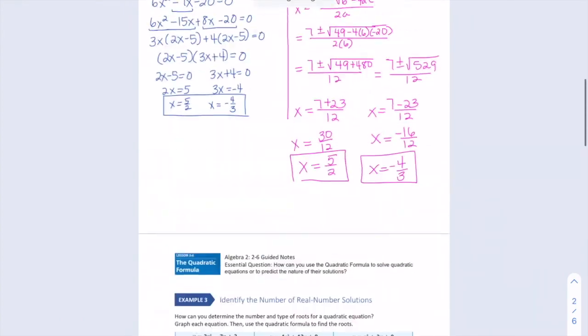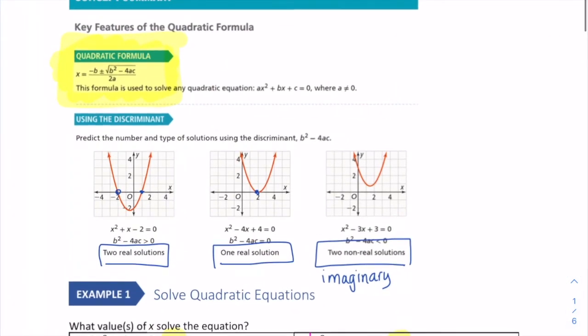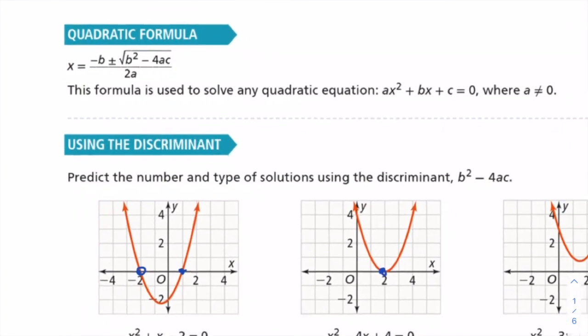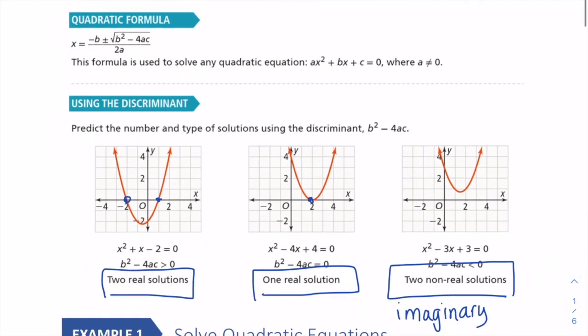So again, going over this lesson, there are 2 major parts here. The first was the quadratic formula, which we can use to solve quadratic equations. And the second part of this lesson was looking at the discriminant, what's inside that square root, b squared minus 4ac. That discriminant can tell us if we're going to have 2 real solutions, 1 real solution, or 2 imaginary solutions.